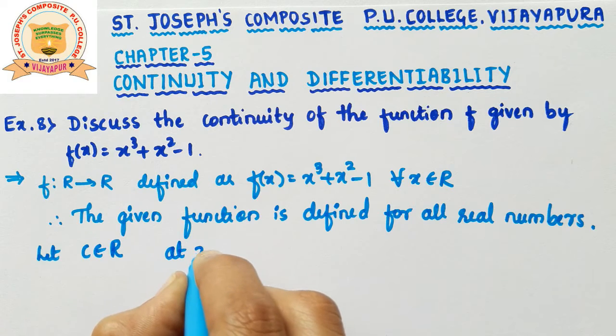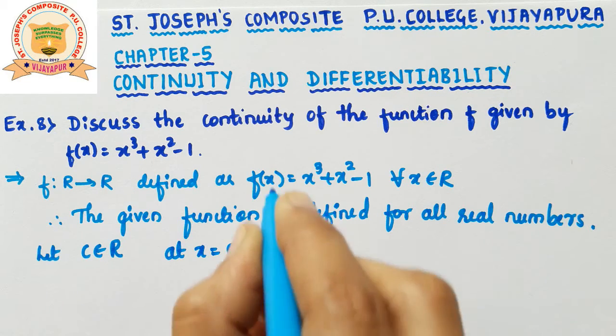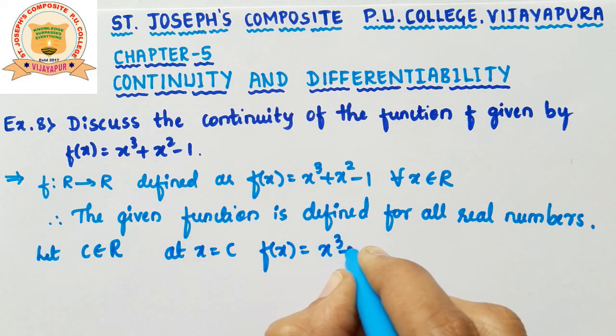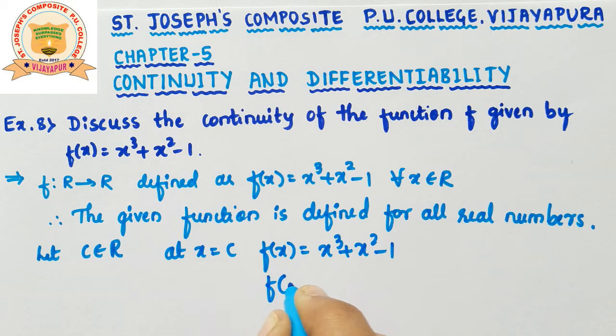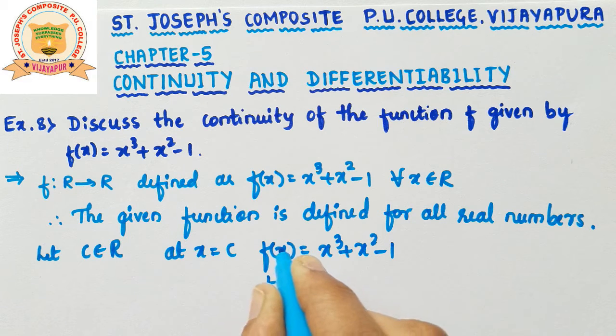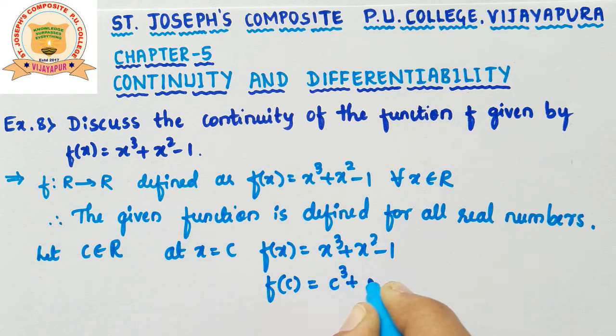At x is equal to c, what is the functional value? f of x is x cube plus x square minus 1. Now, we have to check the functional value at c. Therefore, we have to substitute c in place of x: f of c is c cube plus c square minus 1.